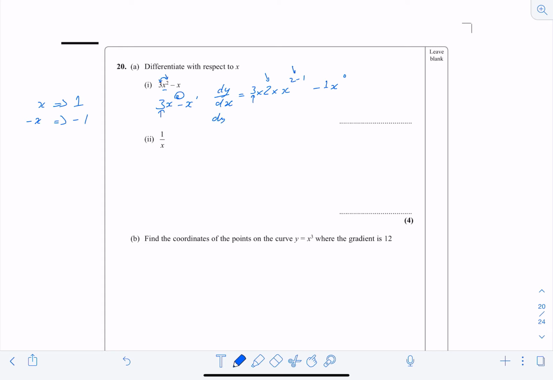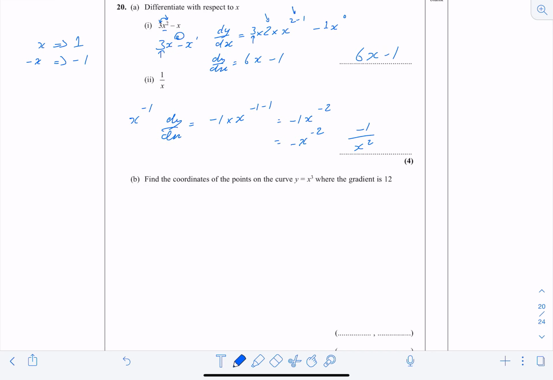So dy by dx equals 6x to the power of 1, which is 2 minus 1, minus 1. 6x minus 1. 1 over x is the same as x to the negative 1. So dy by dx is negative 1 times x to the negative 1 minus 1, which is negative 1 x to the negative 2, which is negative x to the negative 2. Or, if you really want to be fancy, it's negative 1 over x squared.